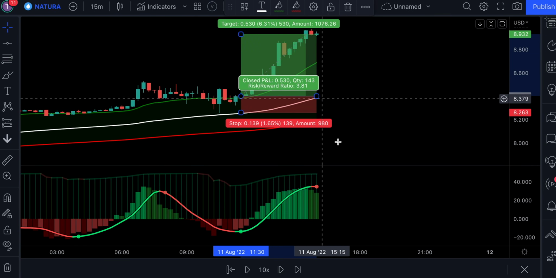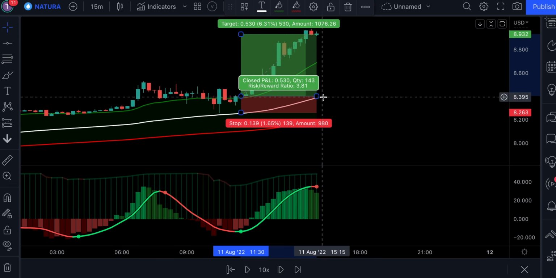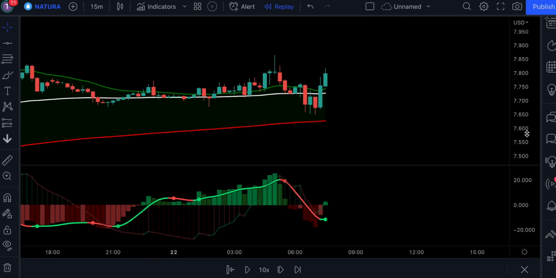As we can see, the red circle has been printed, and the current price is definitely higher than our entry price. So this is a valid signal to exit a long trade. Okay, let's see one more example.